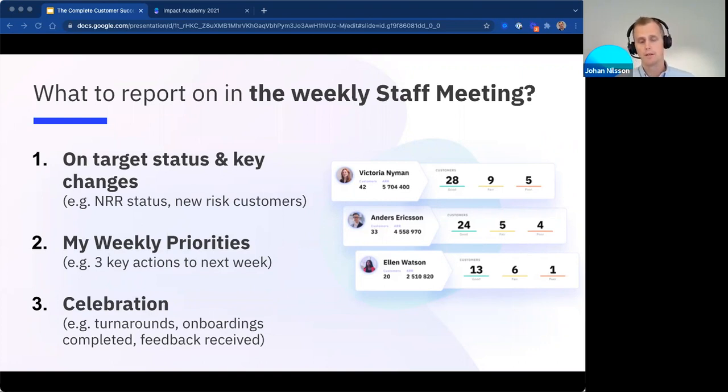Then we believe in setting very few, up to 3 key actions for the week. I know every customer success manager has a lot of actions they do every week, but focus on 3 key ones that we should report on for the next week. And then celebrate, because in customer success, it's hard work.